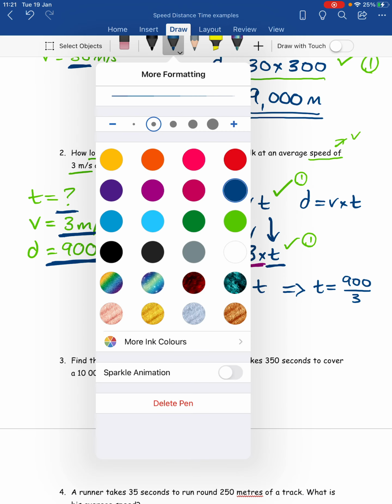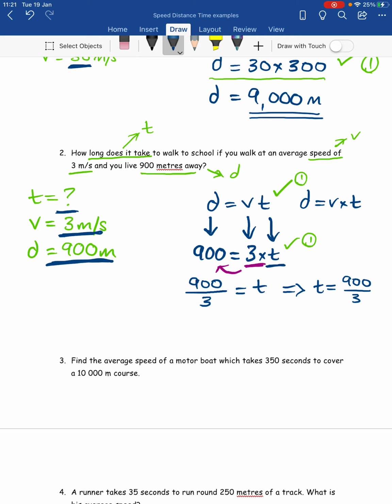Because T is what I want to try and find. So now that I've got a sum to work out, I can then find out what the answer for T is. And if you do 900 divided by 3, you get an answer of 300 seconds. And we underline that because it is our final answer.